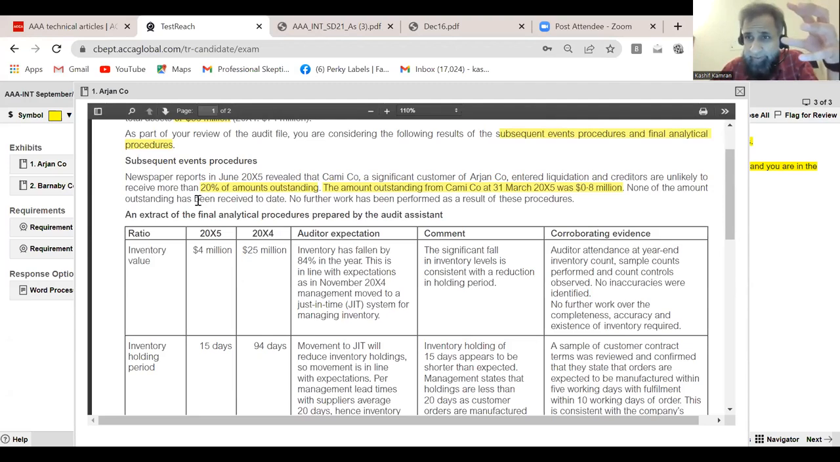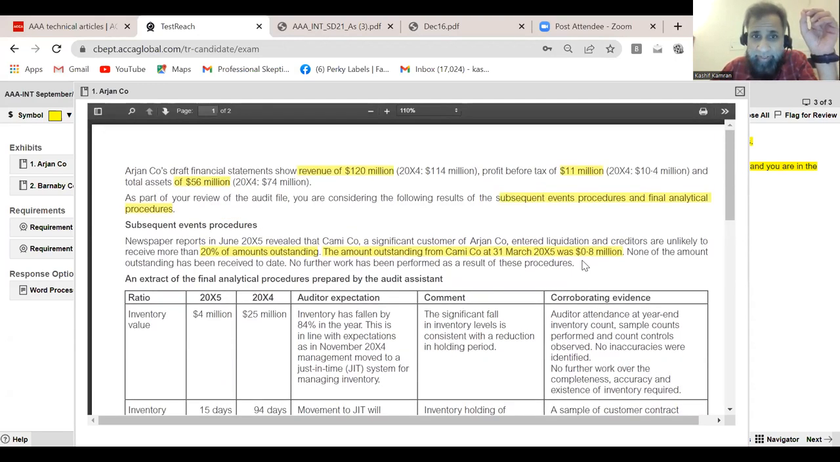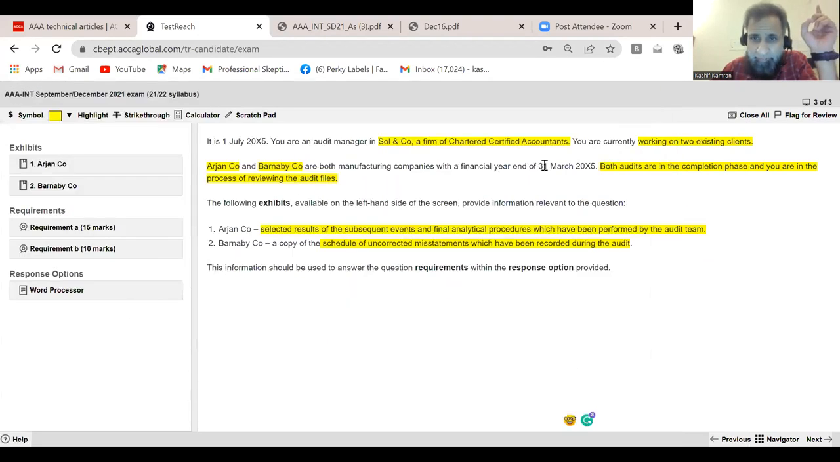And do you believe your work is adequate? Considering this is a very important event, let's look at what is the year end of the company. I think the year end of the company is 31st of March, if I'm not mistaken, right? It was given right here. Year end of the company is 31st of March.